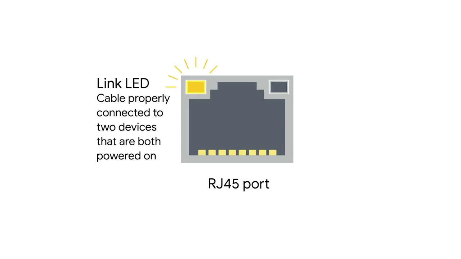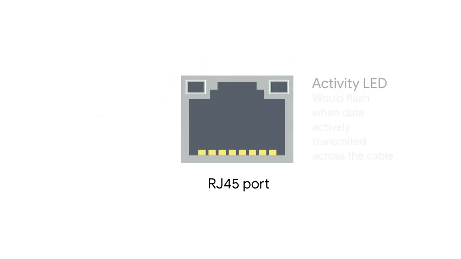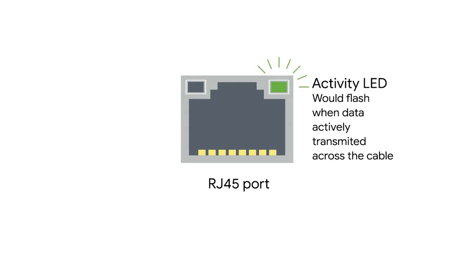Most network ports have two small LEDs. One is the link light and the other is the activity light. The link light will be lit when a cable is properly connected to two devices that are both powered on. The activity light will flash when data is actively transmitted across the cable.